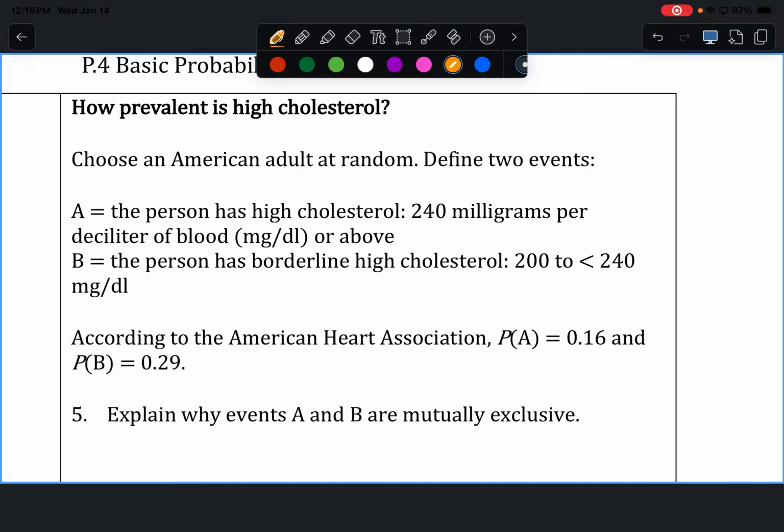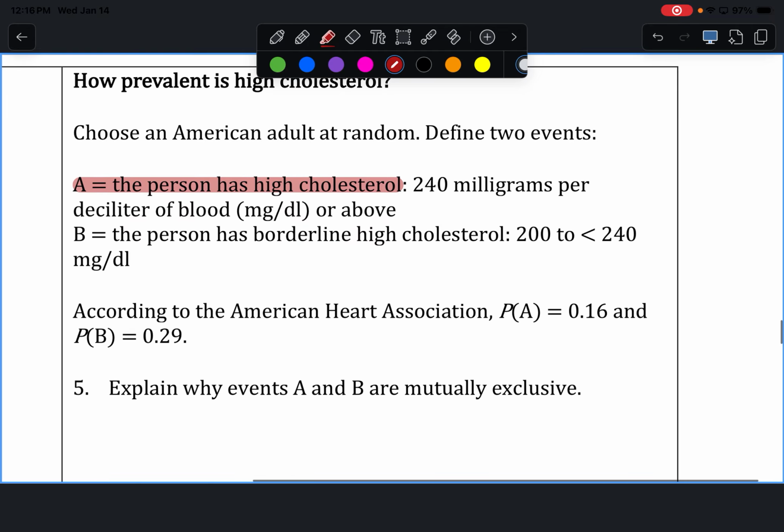All right. So we are going to choose. Where this problem came from is if you were to choose an American adult at random, there are 2 events that this problem defines. Event A is that the person has high cholesterol. That means there is 240 milligrams per deciliter of blood of cholesterol. Event B is that the person is borderline high cholesterol, okay?